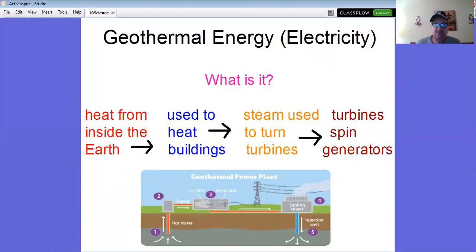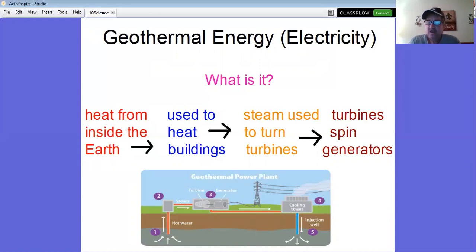Another source of electricity is geothermal electricity. The word geo means earth, kind of like geography, the study of earth. And thermal means heat, similar to a thermometer. Geothermal energy is used to produce electricity. We take heat from inside the earth.